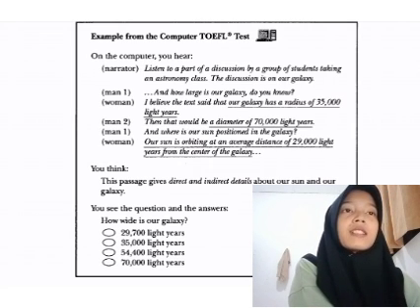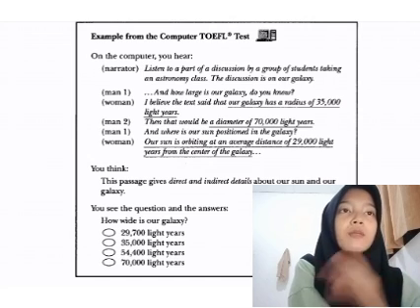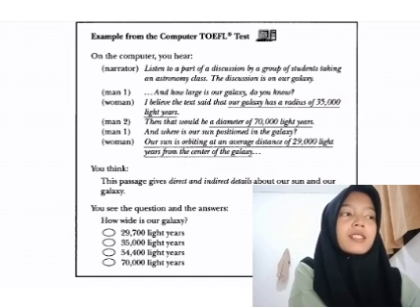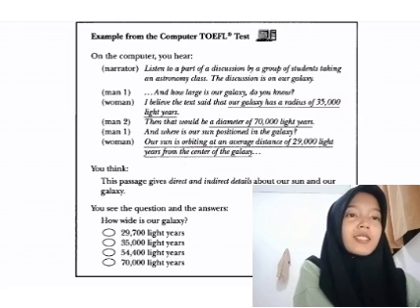And how large is our galaxy, do you know? And the woman states as her answer, I believe that the text says that our galaxy has a radius of 35,000 light years. So our galaxy is 35,000 light years.